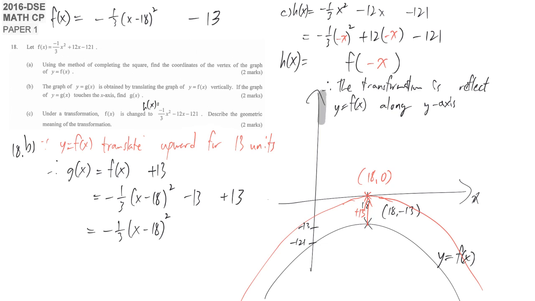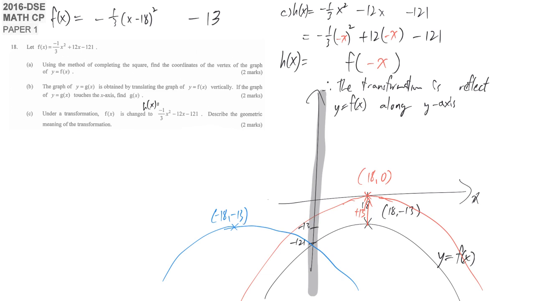That means we consider this is the mirror, and then compare with the black line f(x). It is reflected like this, while the new vertex is (-18, -13).